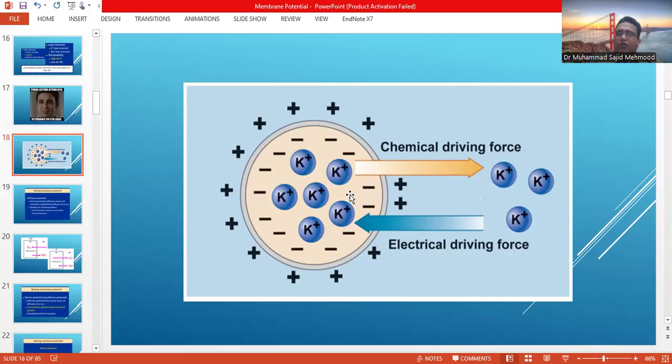So there are two forces acting. One is the diffusion force or the chemical force, which causes the movement of potassium ion from the intracellular fluid into the extracellular fluid. Second, due to the increased concentration of potassium ion, there is another electrical force which is moving the potassium ion in the opposite direction.